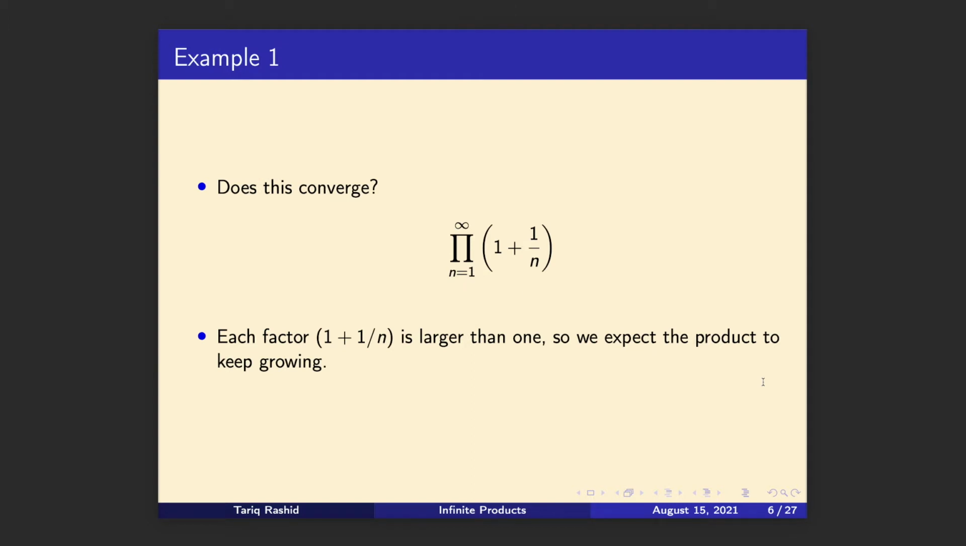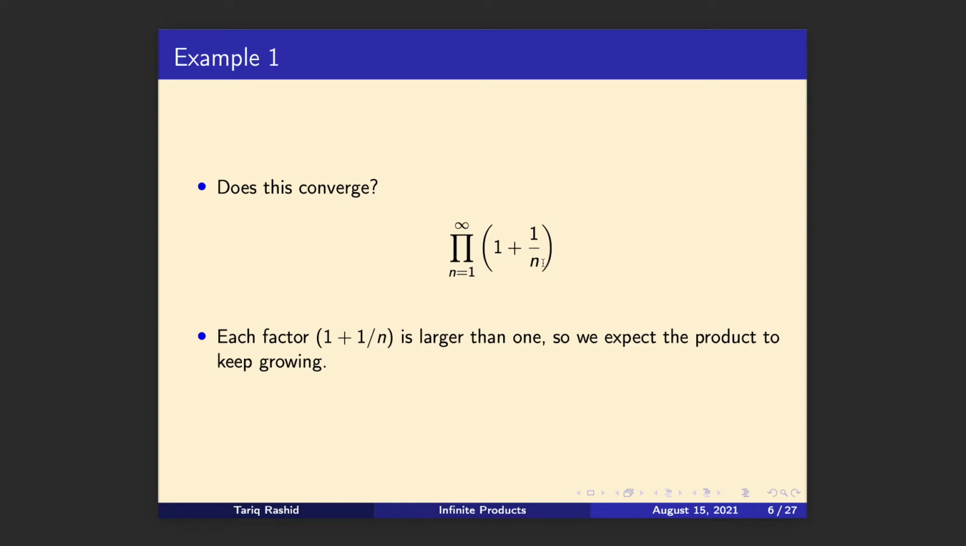So let's look at some examples just to practice this idea of partial products. So let's look at this one. This is the form for the terms, 1 plus 1 over n. And if we have an infinite product of them, does that converge? Well, we can just take a look at that and say that each term is going to be larger than 1, even though it'll be larger than 1 by an increasingly smaller amount.